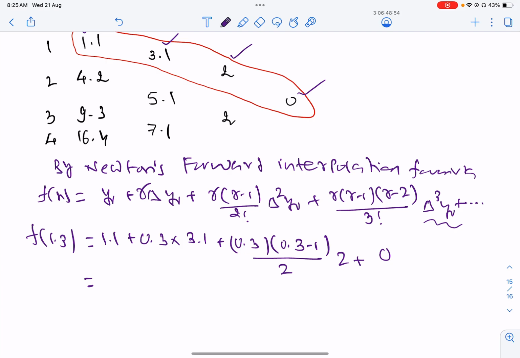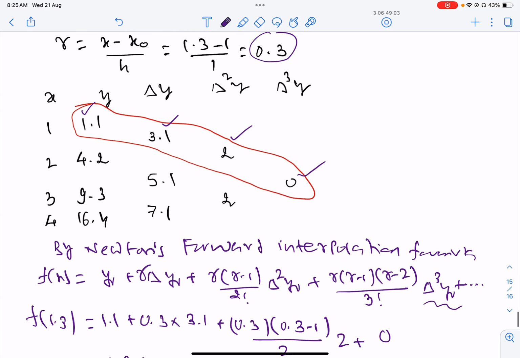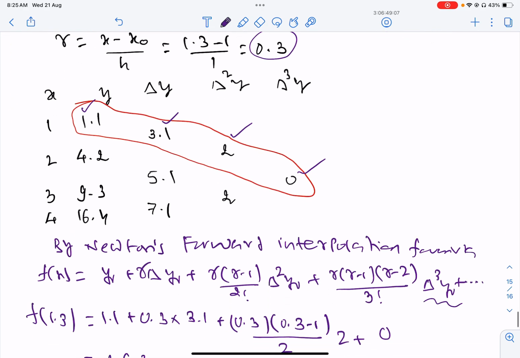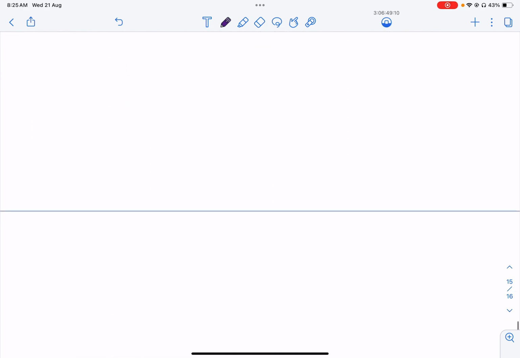And we use the calculator and find out the value here, and it is 1.82. So that is the value of the function at 1.3 by using Newton's forward interpolation formula. We take one more example.